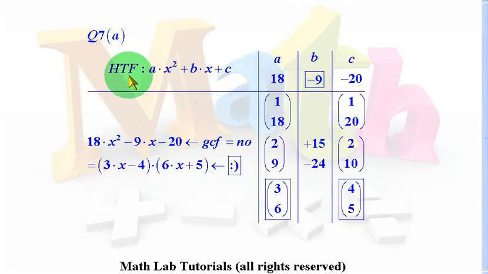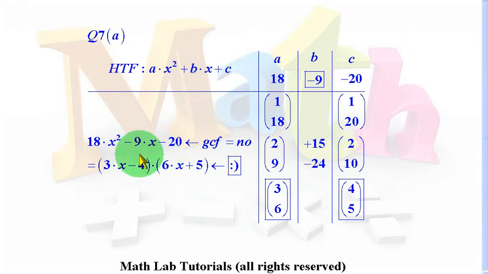Question 7a will be our first question that deals with HTF, and HTF stands for hard trinomial factoring. It's a little bit harder than ETF. You'll recall that ETF is the case where a is equal to 1. HTF is the case where a is not equal to 1. It could be a number like 3, 4, 5, etc. So this is the more difficult case. The procedure is a little bit different.